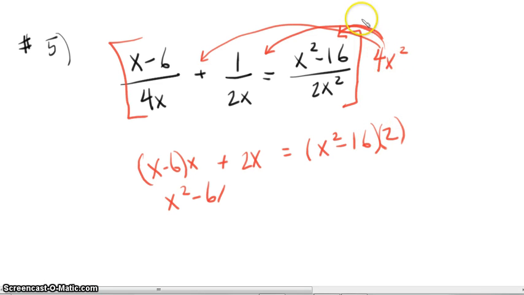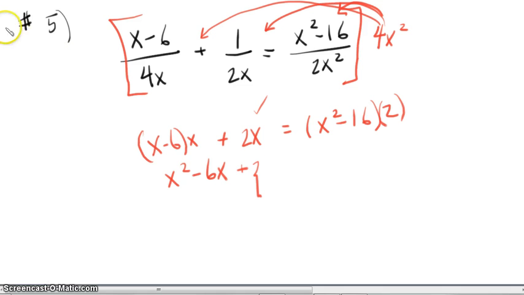Then I do the same thing here. 4x squared times 1 over 2x. Well, 2x divides into 4x squared 2x times. In other words, 2x times 1 or 2x. And lastly, 4x squared divided by 4x squared is simply x. And x times x minus 6, which is the top, is x squared minus 6x. So my new equation is this right here. I'm going to multiply this 2 throughout, and I get 2x squared minus 32.